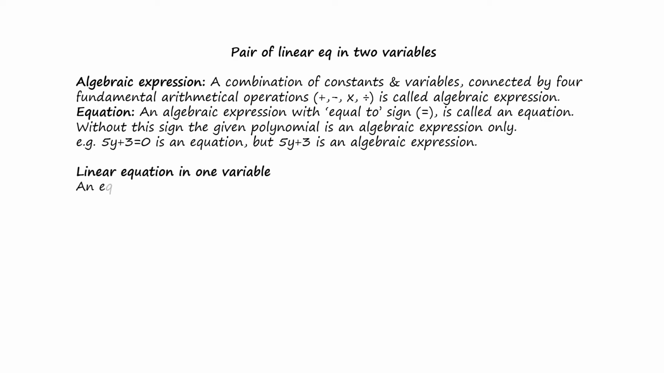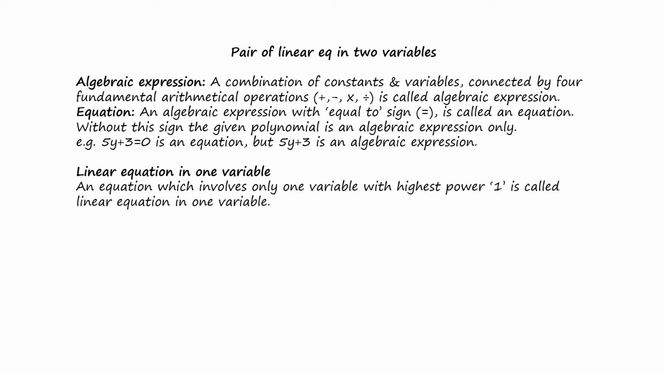Linear equation in one variable. An equation which involves only one variable with highest power 1 is called a linear equation in one variable. For example, 3x minus 18 equals 0, 2y plus 5 equals 7y minus 10, z plus 2 equals z minus 6. See, in all these cases, in the first example, there are two terms, 3x and 18.